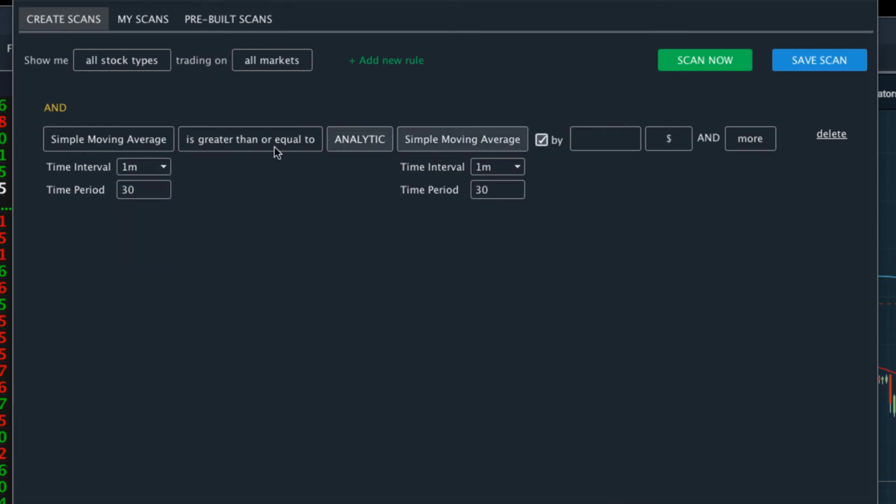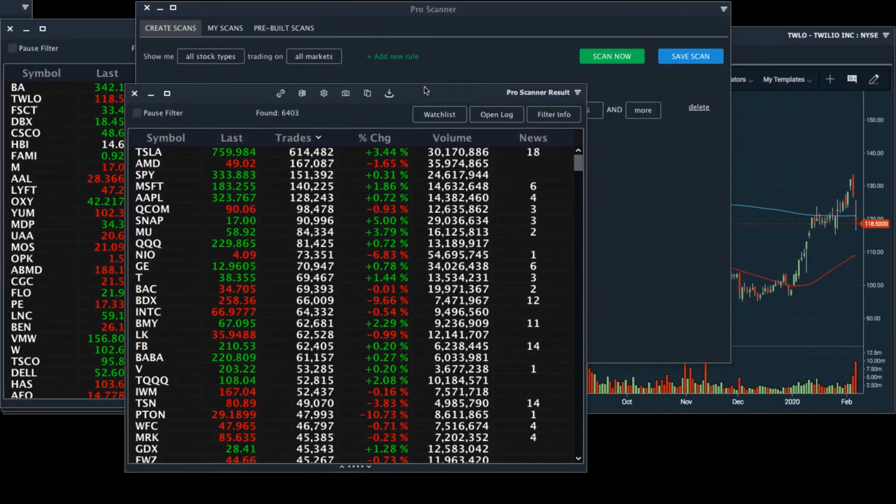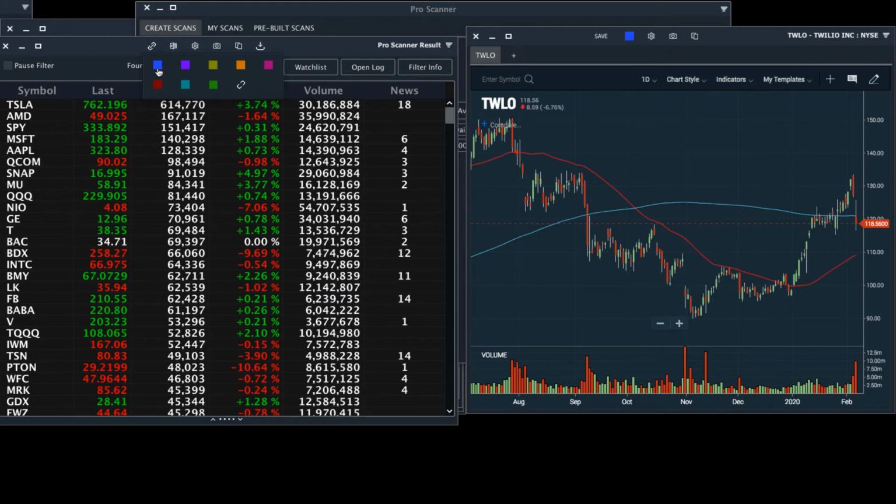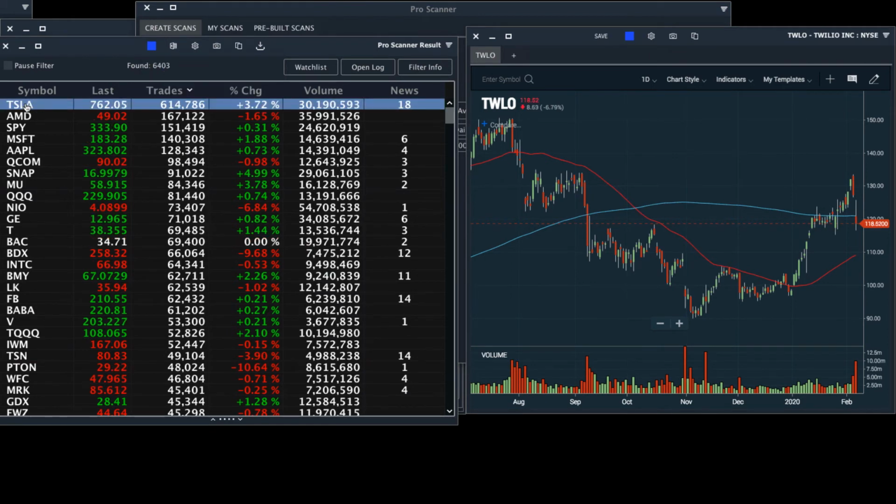So let me set up my criteria. The 50-day is greater than or equal to the 200-day. And let's say we want it to be by 5% or more. Let me reset this real quick. So let's run this scan and start having a look at the results. We can link this to our chart window and start analyzing these results.